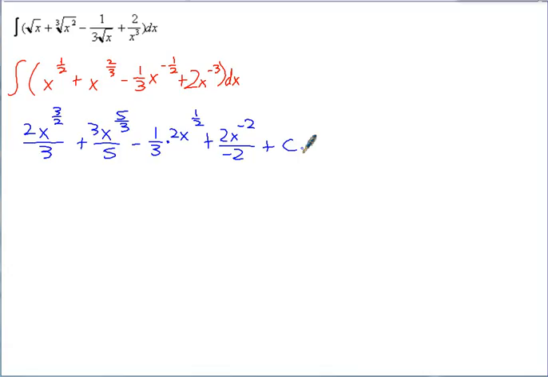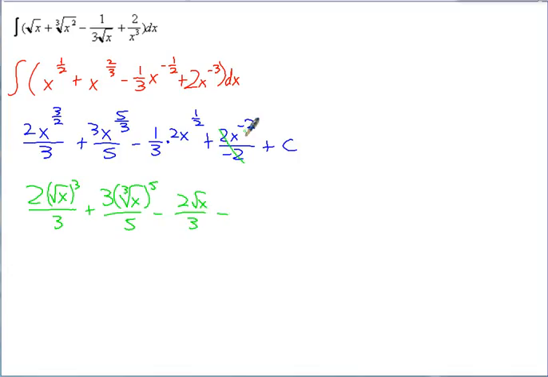Remember, we're not going to leave any negative or fractional exponents, so our last step is to simplify this. This would be 2, and then in radical form, it would be the square root of x cubed over 3, plus 3 times the cube root of x to the 5th over 5, minus 2 square root of x over 3. And here the 2's reduce out, so you're left with the negative, and that x to the negative 2 can be written as 1 over x squared, plus c.